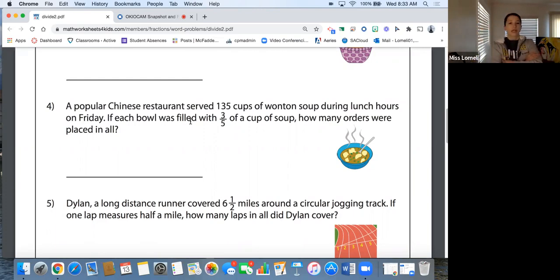So a popular Chinese restaurant served 135 cups of wonton soup during lunch hours on Friday. If each bowl was filled with 3/5 of a cup of soup, how many orders were placed in all? You do not have to write down the word problems. What I want you to do is write down the math problem that needs to be done.